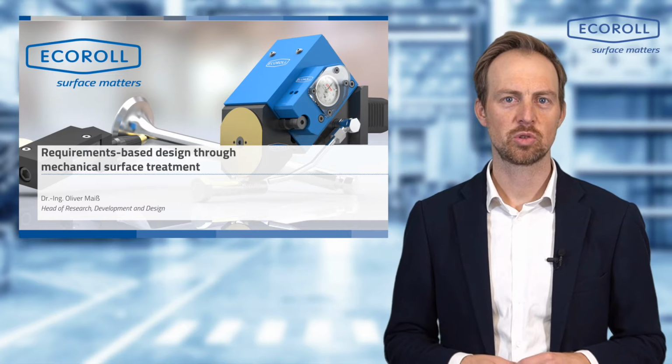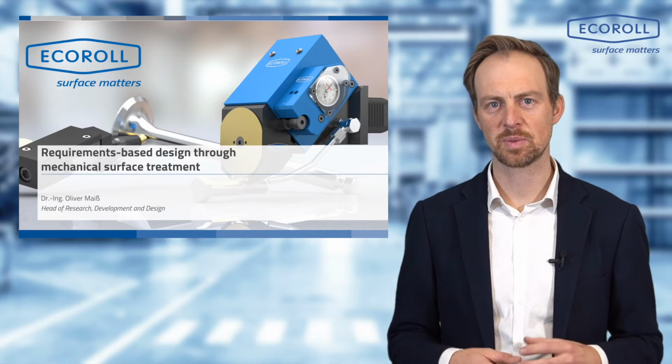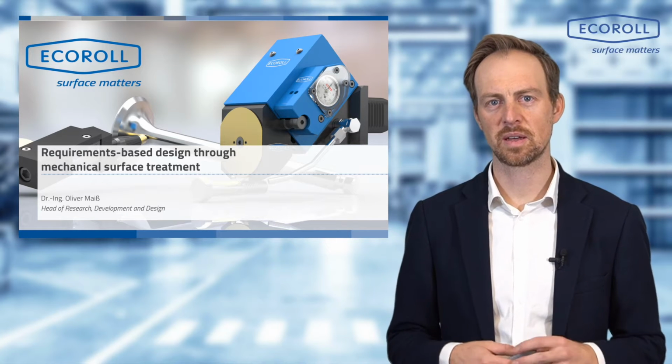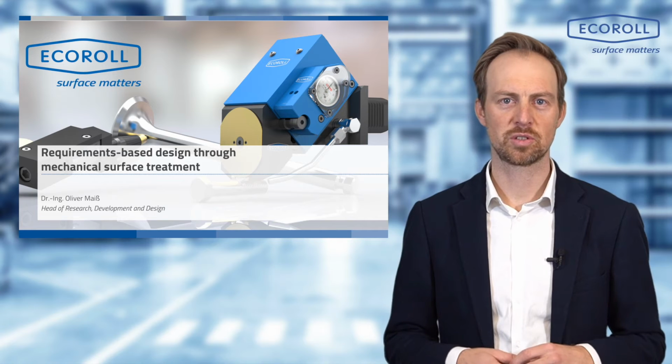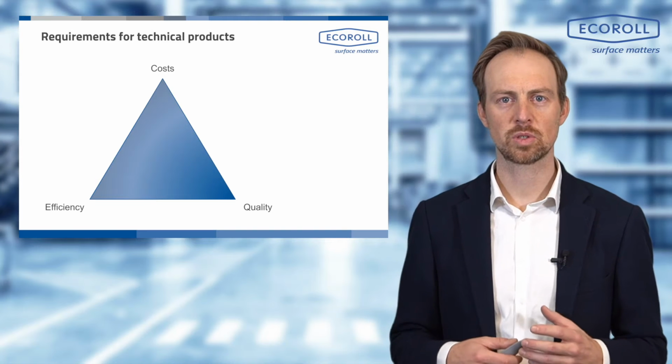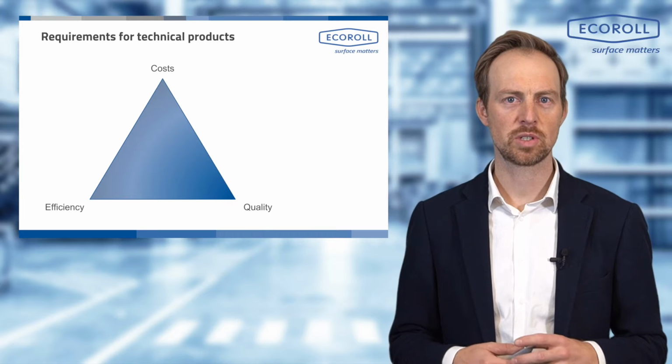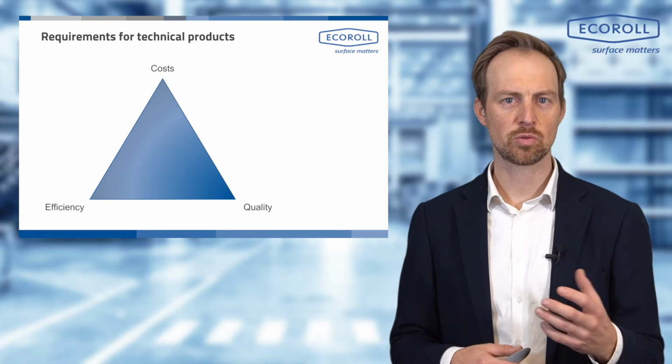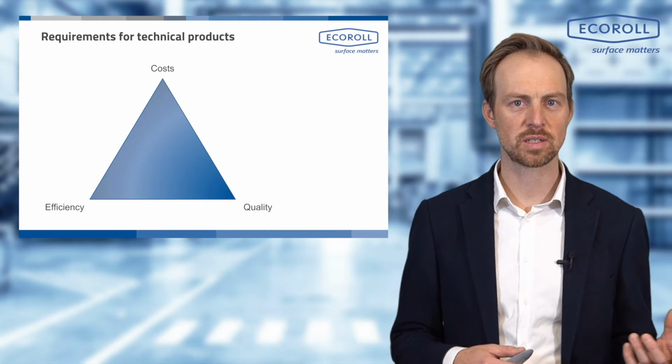Today, I would like to show you in this video how you can implement and realize a construction that meets the requirements using the fixed rolling process. Many different requirements are placed on technical products. As designers, we certainly all know this tension triangle. In our component design, we are always faced with the need to choose between the three poles of cost, process efficiency, and quality.